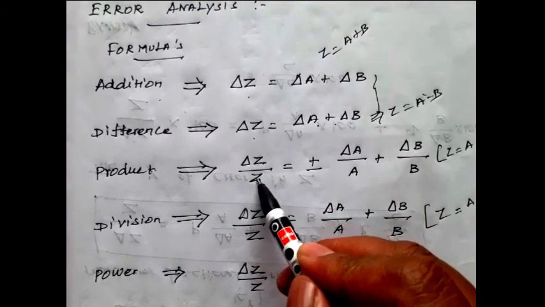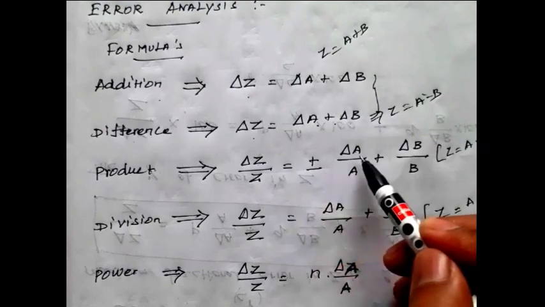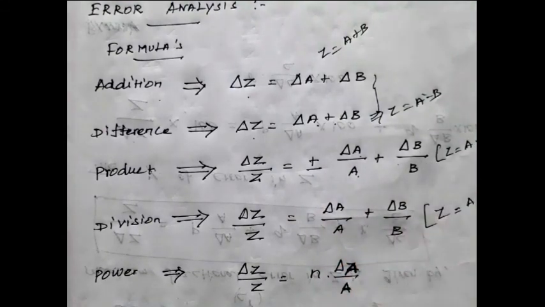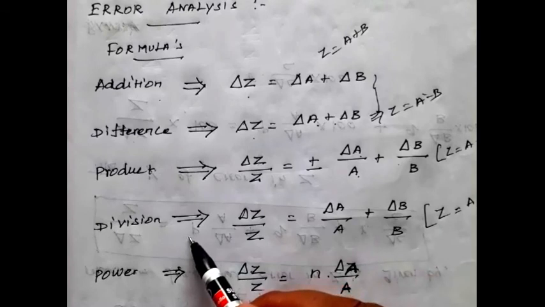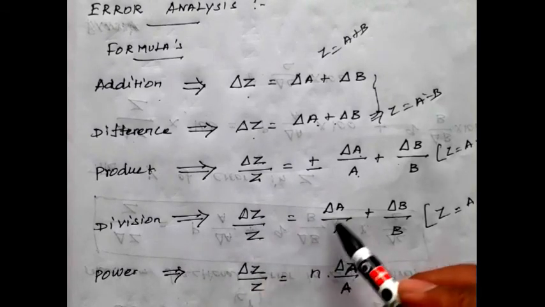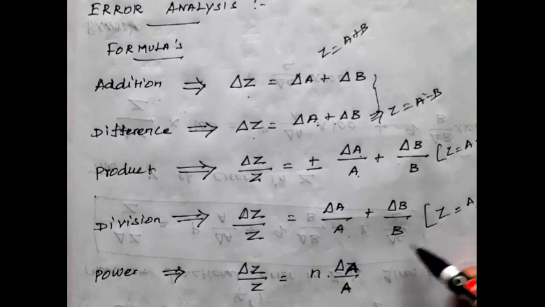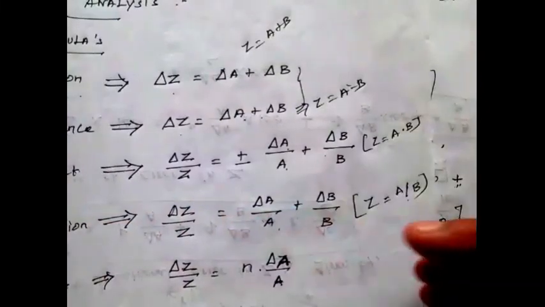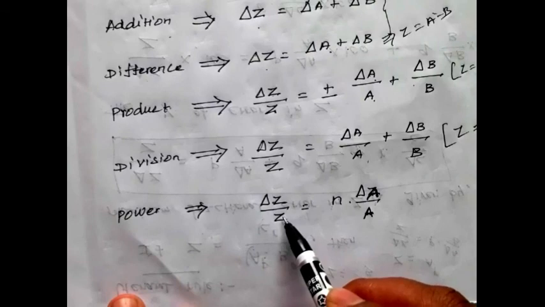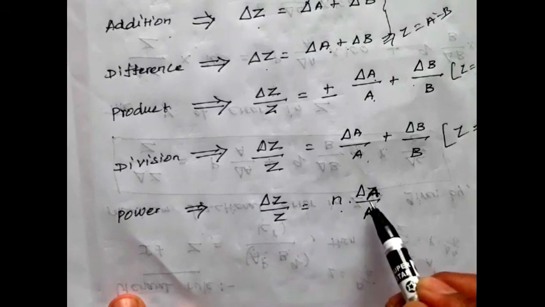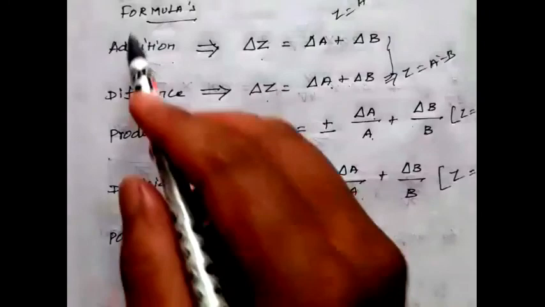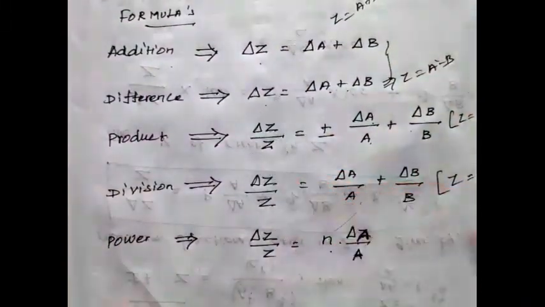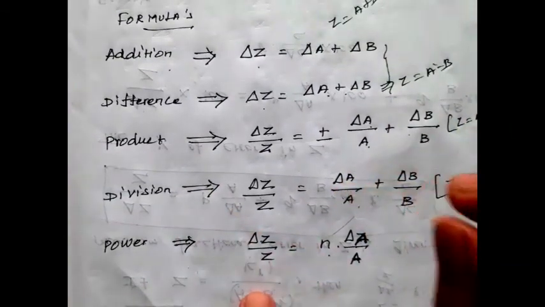The formula for product is del z by z equal to plus or minus del a by a plus del b by b. Next, the formula for division, del z by z equal to del a by a plus del b by b, where z equal to a by b. And the last one, the error in power formula, del z by z equal to n into del a by a. Totally 5 formulas are in our textbook. It's a very important formula, students, so just learn and memorize these formulas.